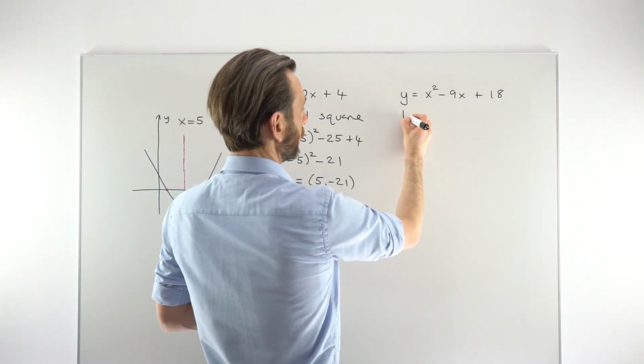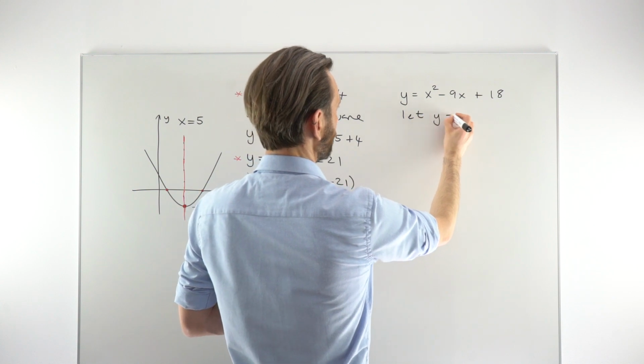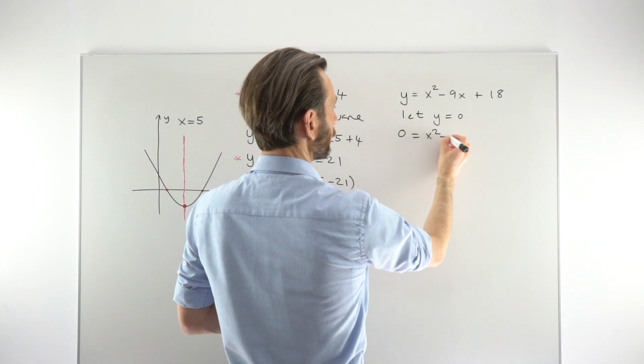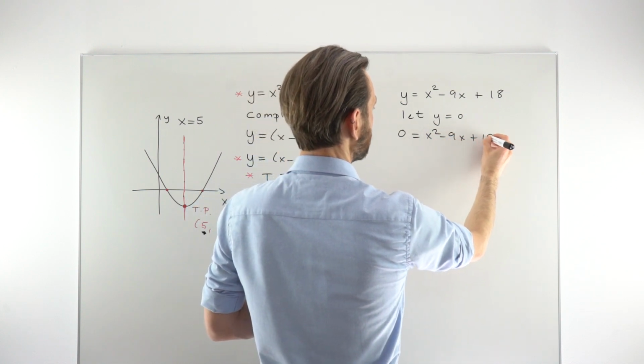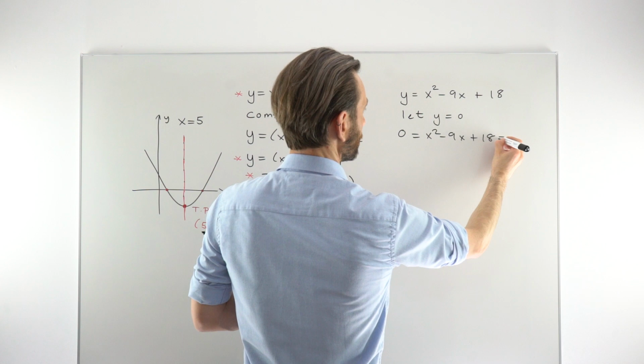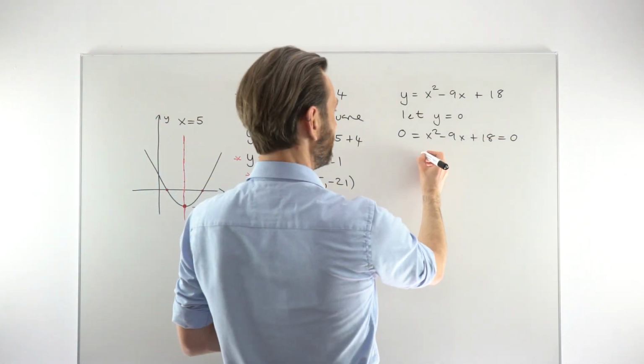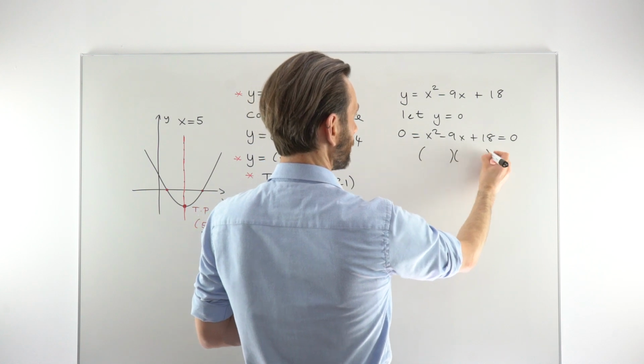So for the roots, we let y be 0. So we just substitute a 0 in there for y, and we get x² − 9x + 18. I'm just going to rewrite that with the 0 on the other side. I prefer to have it on the right-hand side for some reason. And I'm going to go ahead and factorize this.